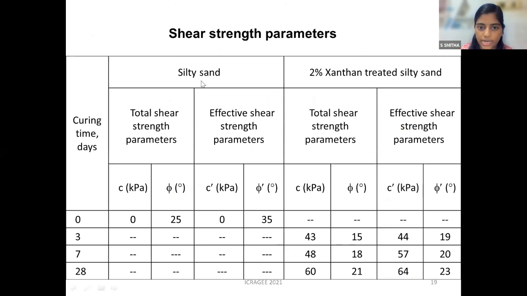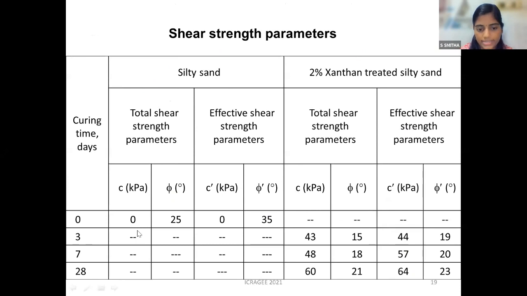These are the shear strength parameters. Both total shear strength parameters and effective strength parameters were calculated. Here also we can see that in untreated soil, a very high increment in C value, its cohesion, was obtained due to xanthan treatment. And that also increased with increase in curing period.